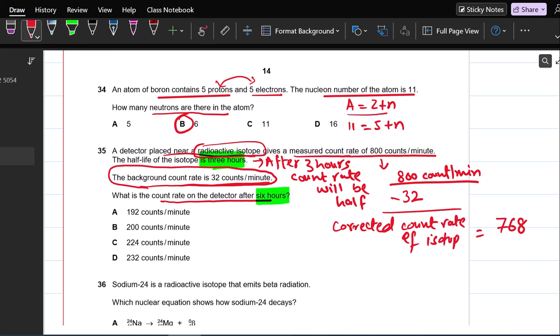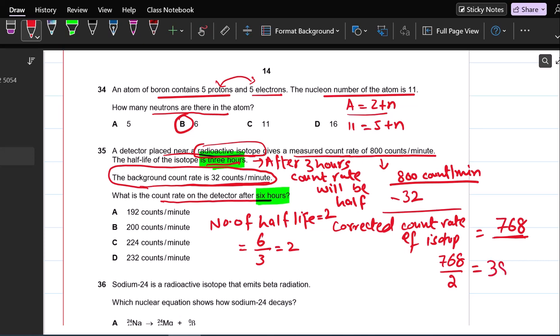So 6 hours means the number of half-lives is 2. How does it come? Because it is equal to total time divided by the time of one half-life, so it will be 2. So we have to halve this 2 times. 768 divided by 2 will be 384. Then make it half once more. So after 6 hours it will be 192.